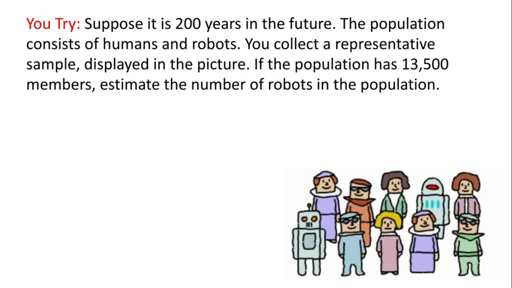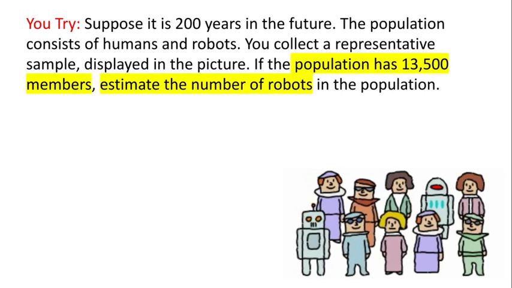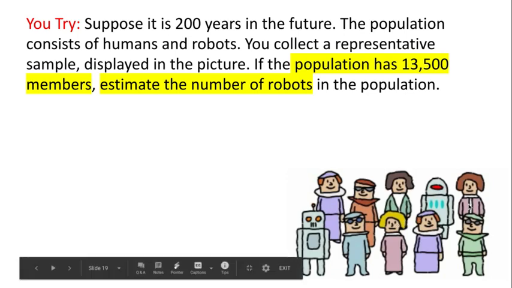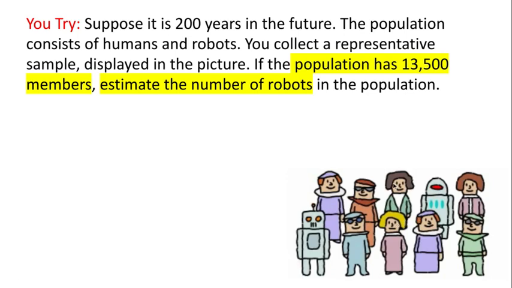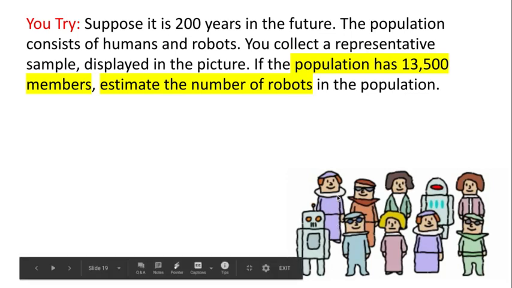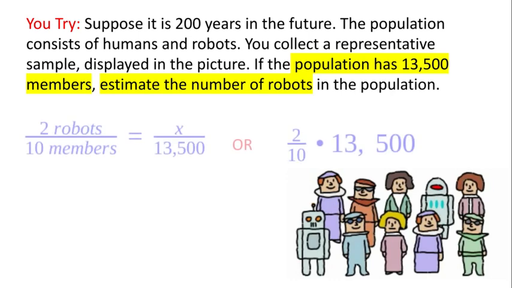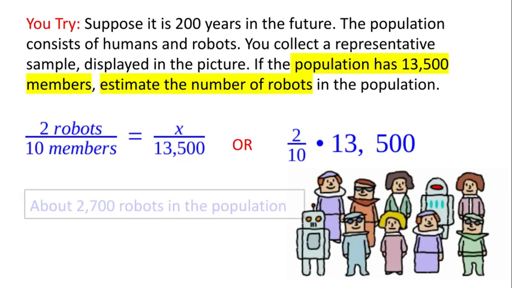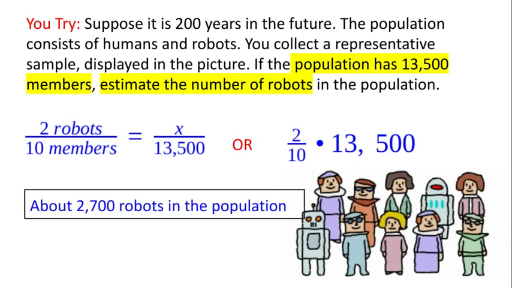Let's get some answers. Well, I know my whole population, but now I will have to look at my picture to see how many robots and people there are in my sample. Well, there's what looks like 2 robots and 10 people total, or 10 members total. And I could use a fraction or decimal and use multiplication, or I can use a proportion, but either way, I should end up with the same answer of about 2,700 robots in this population.